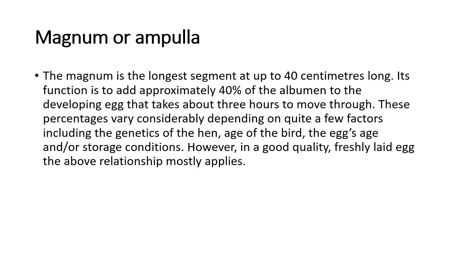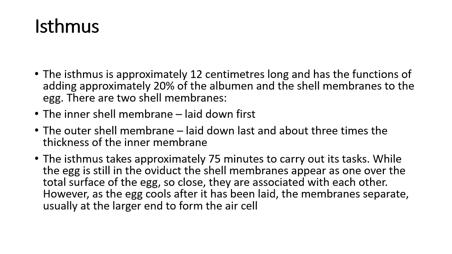The magnum or ampulla. The magnum is the longest segment, up to 40 centimeters long. Its function is to add approximately 40% of the albumin to the developing egg, which takes about 3 hours to move through. These percentages vary considerably depending on quite a few factors including the genetics of the hen, age of the bird, the egg's age and storage condition. However, in a good quality freshly laid egg, the above relationship mostly applies.